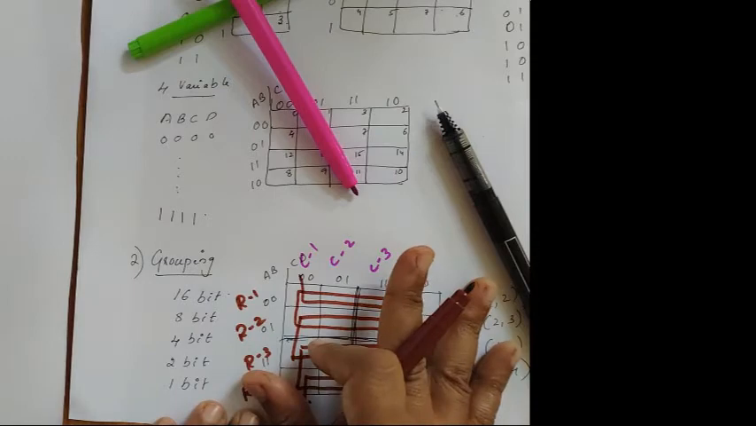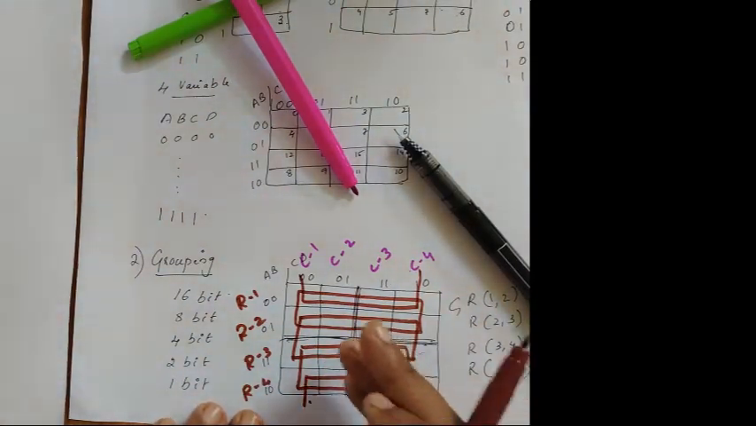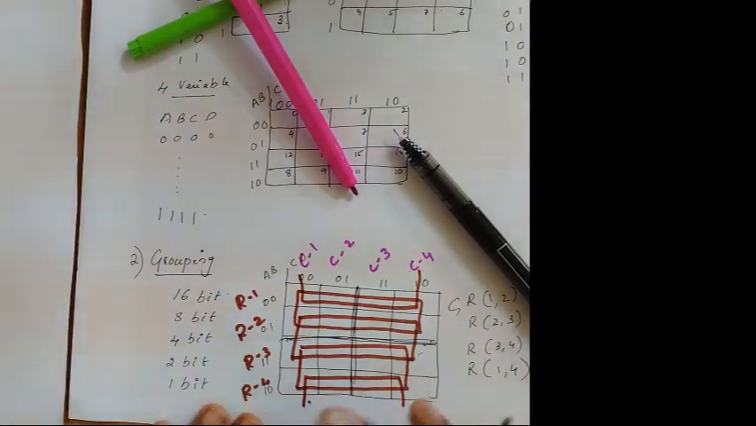Okay, this is how you can group. If the data is all the same value, that is, it is either 1 in SOP form, it should be 1, and in POS form it should be 0, then only you can group like this.